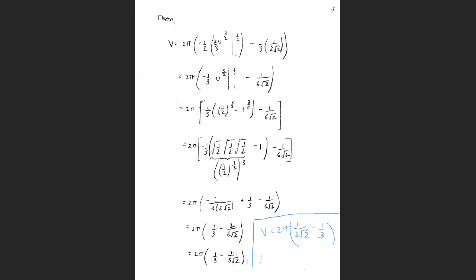Let's say on exam 3, you do a problem like this, and you get an answer like this. How do you know that answer would be wrong? The correct answer for the volume is 2 pi times the quantity 1/3 minus 1 over 3 root 2. But let's say you got the volume 2 pi times the quantity 1 over 3 root 2 minus 1/3. How would you know that answer is wrong?